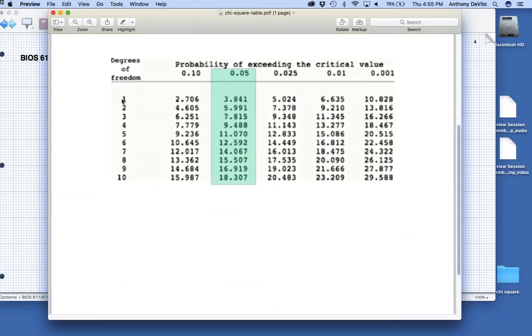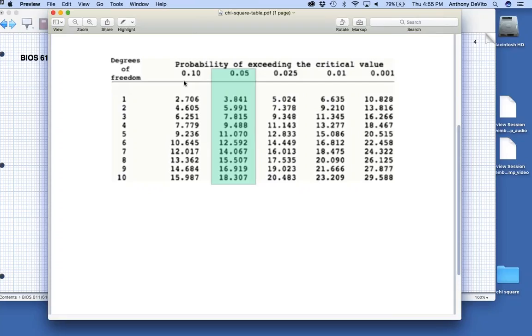These are the number of degrees of freedom. These are the probability of exceeding the critical value if there's no association. In other words, making a mistake if we reject the null hypothesis. Now I'm going to tell you how to calculate the degrees of freedom. The degrees of freedom are equal to the number of rows minus 1 times the number of columns minus 1.